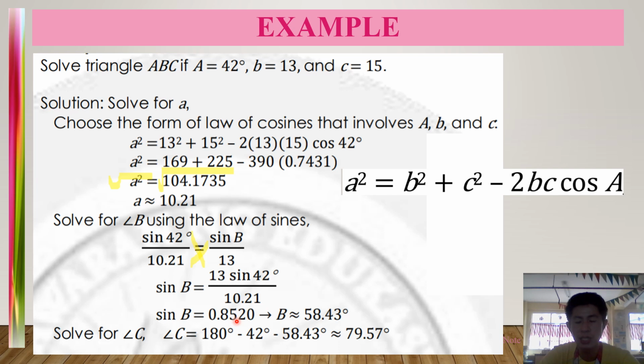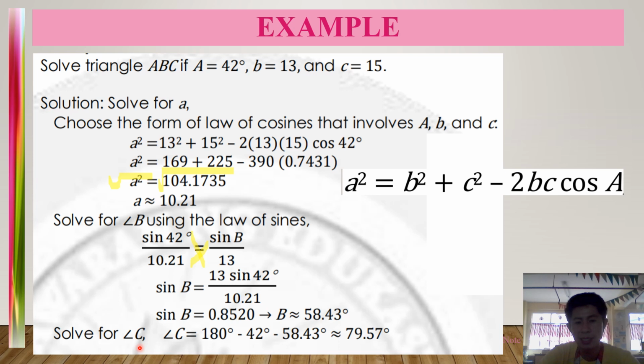Okay. So, this time, hahanapin natin yung B. So, i-click nyo yung shift sine. Shift sine 0.8520 sa calculator nyo. Again, shift sine 0.8520, that is equal to approximately 58.43 degrees. Naka-round off siya into 2 decimal places. Kaya ang tawag dito sa part na to ay arc sine.